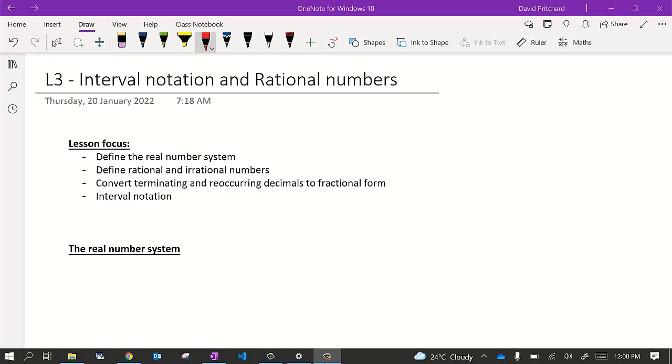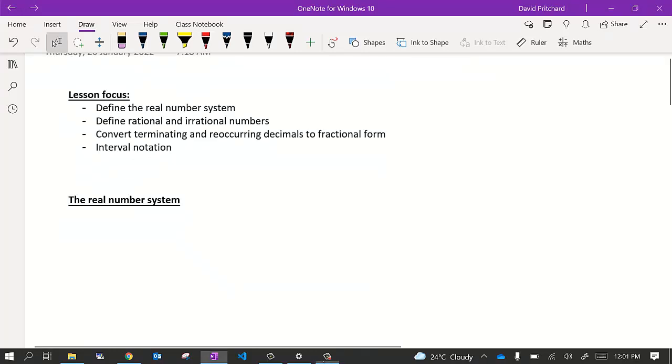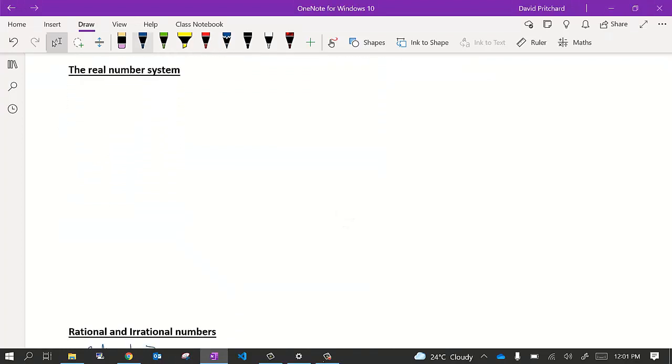In this lesson, we're looking at integral notation and rational numbers, with a little bit of a look at the real number system, and we'll also be looking at mostly converting terminating and recurring decimals into fractional form, and vice versa. So we'll start with the real number system. This is something you should be relatively familiar with.